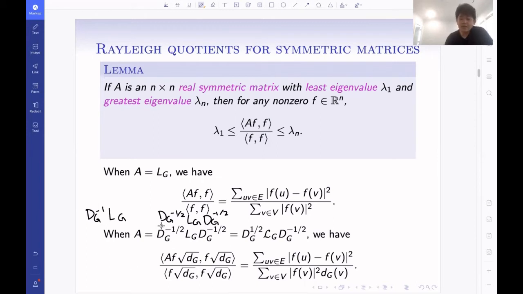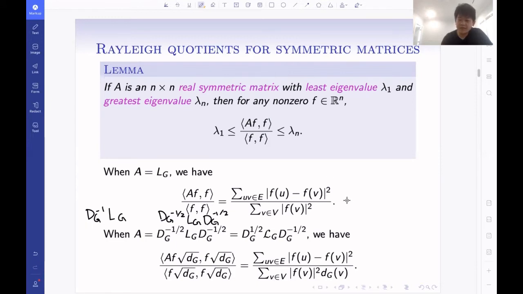So let A be the symmetric normalized Laplacian, then you actually need to do sort of a change of basis. So you multiply it by the square root of the degree of each vertex. And actually this Rayleigh quotient is still interesting. You can write it as the sum over all edges of the difference of f squared divided by the sum over all vertices of f squared multiplied by the degree.